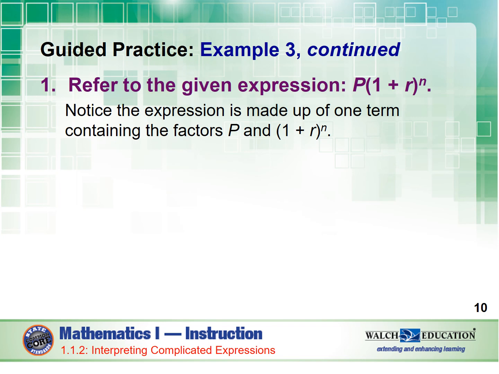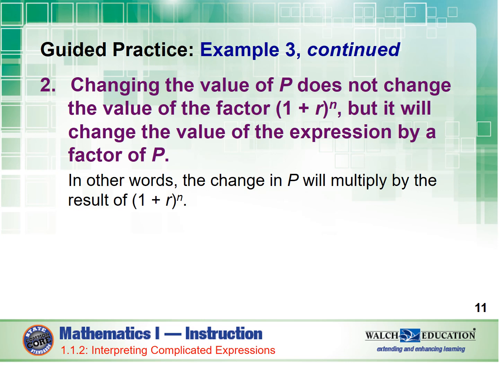All right, so here we go. The expression is made up of one term containing the factors P and (1 + r)^n. Changing the value of P does not change the value of the factor (1 + r)^n, but it will change the value of the expression by a factor of P. So in other words, the change in P will multiply by the result of this. So whatever we change P to, from 1 to 2 to 16, it's going to multiply by that.